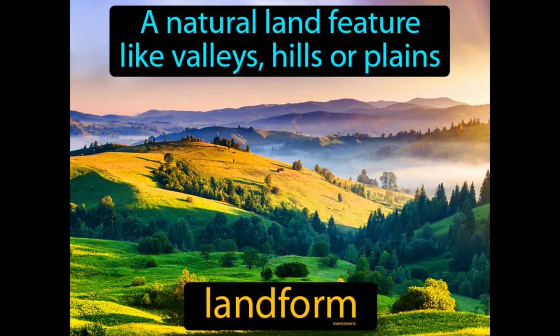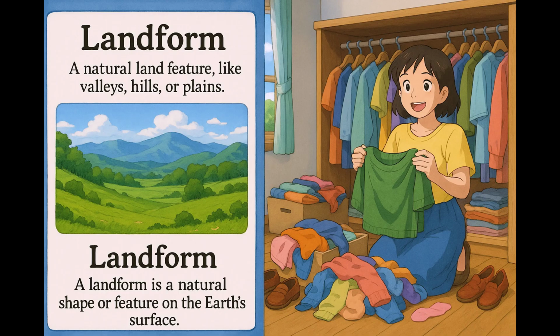A natural land feature, like valleys, hills, or plains. Landform. A landform is a natural shape or feature on the Earth's surface. Imagine trying to organize your messy closet, where clothes, shoes, and accessories are all jumbled together. Just like sorting through your closet to create sections for different items, the Earth's surface organizes itself into distinct landforms, such as valleys, hills, and plains.